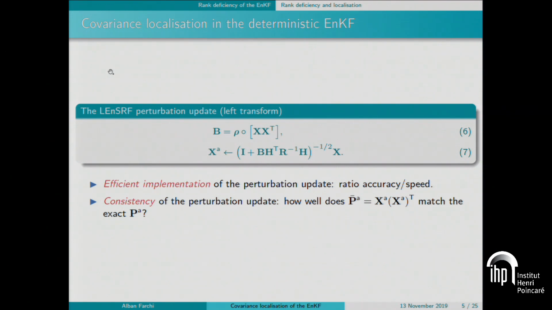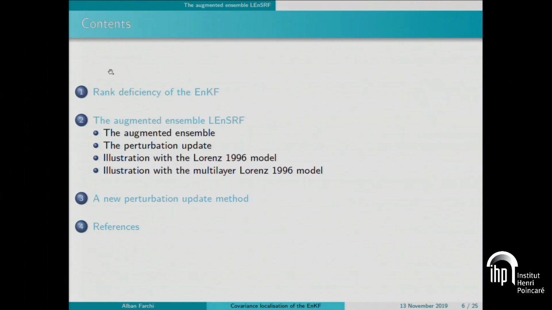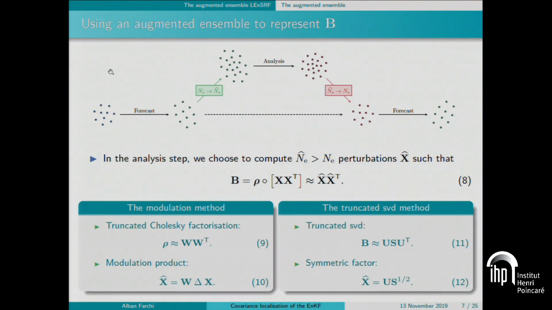A first topic dedicated to how to efficiently implement these two equations. And a second topic will be the consistency of this equation. And by consistency, we mean how well does the analysis sample covariance matrix match the exact analysis error covariance matrix. So let's go to the first topic, how to implement covariance localization in an efficient way.